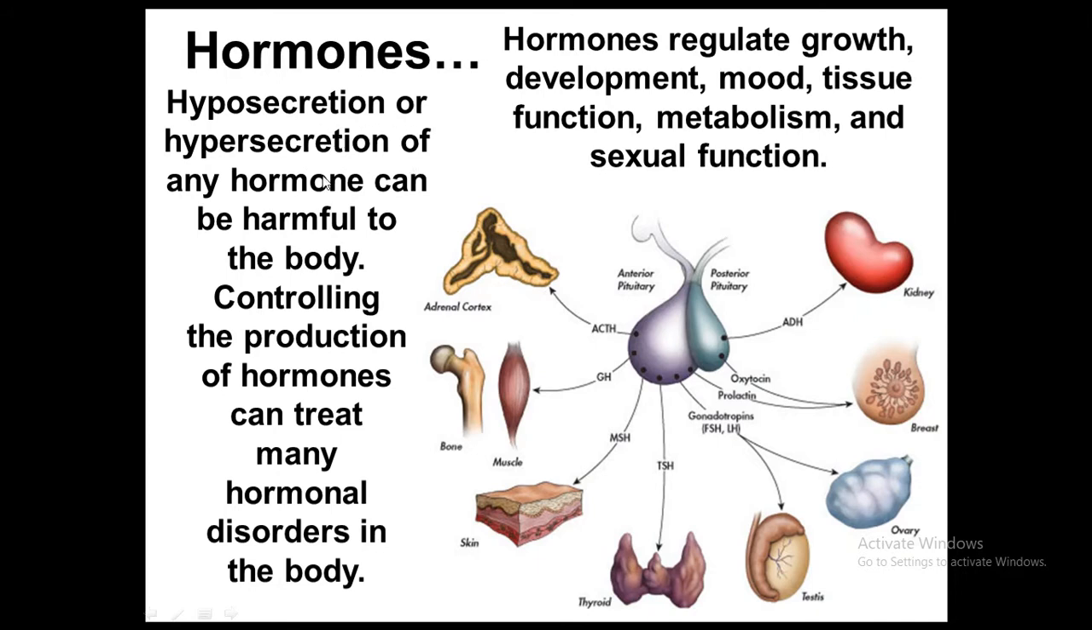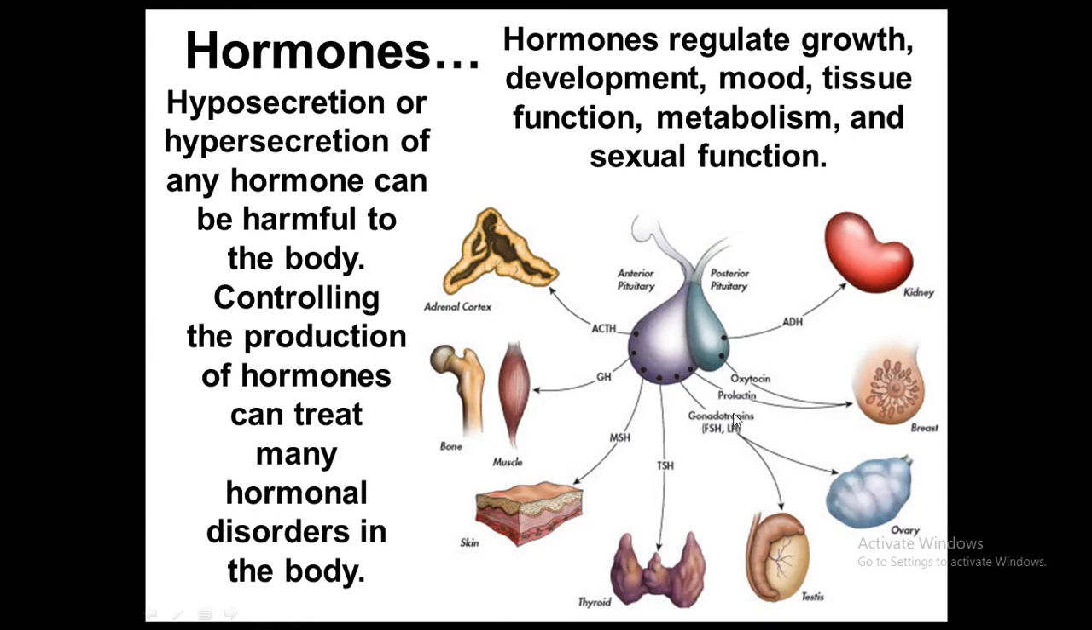Hyposecretion or hypersecretion of any hormone can be harmful to the body. Hyposecretion means the amount of secretion of the hormone is less, and hypersecretion means the amount of hormone is large, above what is needed by our body. Controlling the production of hormones can treat many hormonal disorders in the body. So both are bad for our body. Hyposecretion and hypersecretion are both harmful to our body. So all hormones are needed by our body at an optimum level.